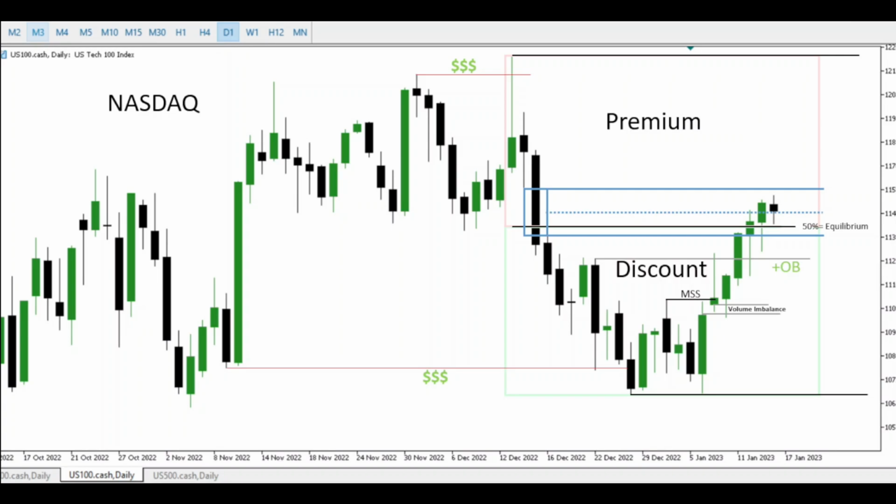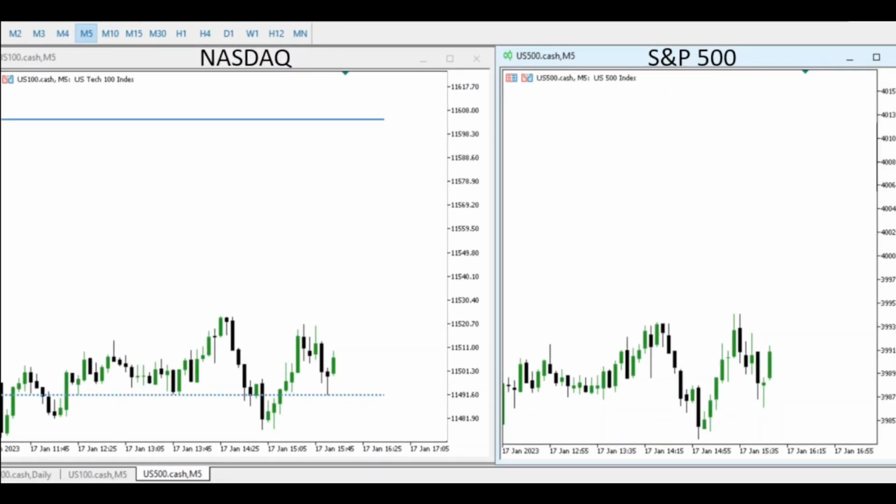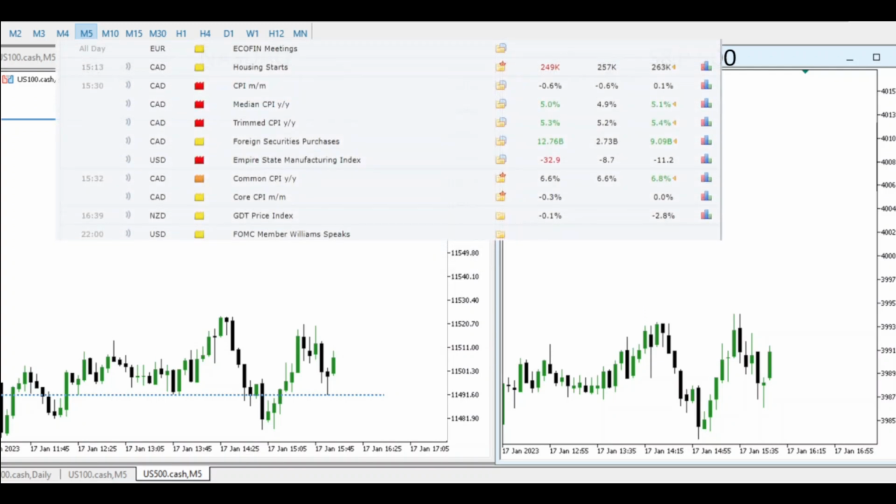So let's look at the lower time frame. We're on the 5 minutes. So what's the number one rule? Always check your economic calendar. You can see that during our trading time, we did not have any high impact news. So now we're going to use time and price for manipulation.